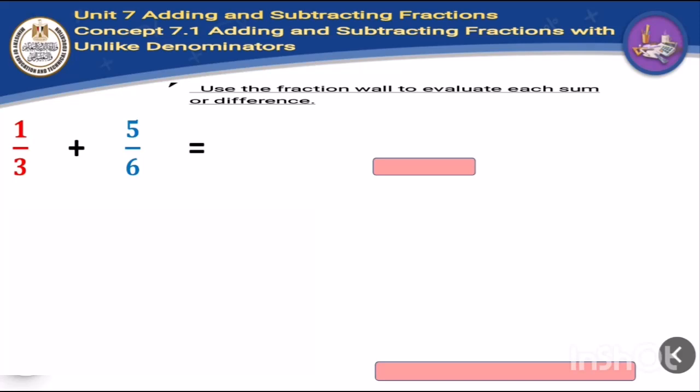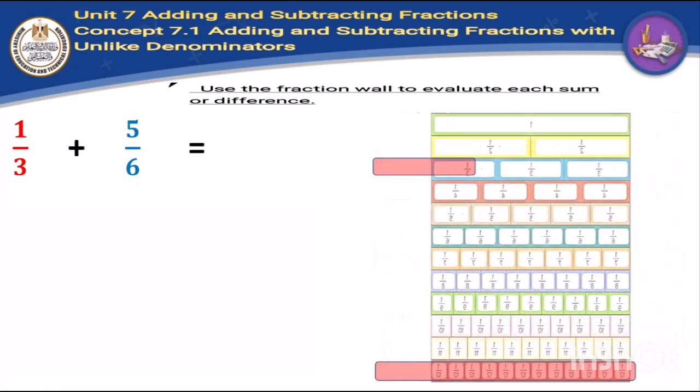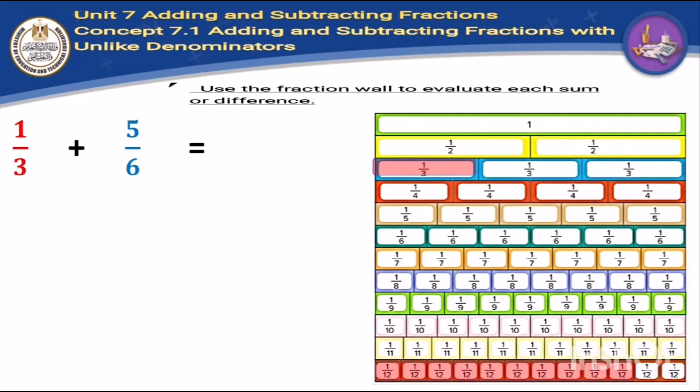I will use the fraction rule. This is the fraction rule. First fraction, 1/3. Let's see, 1/3 equals how many sixes? Let's see together. Excellent, 2 sixes. Like we see, I can change the denominator 3 and write it as 6. I will change 1/3 and choose 2 sixes. Now 2 sixes plus 3 sixes, 2 over 6 plus 3 over 6 equals 5 over 6.